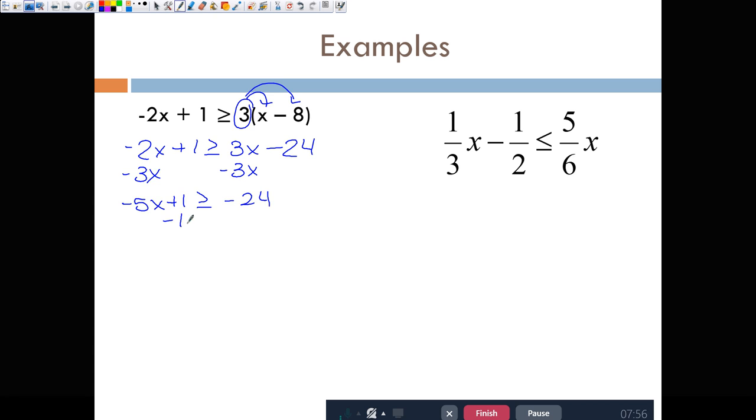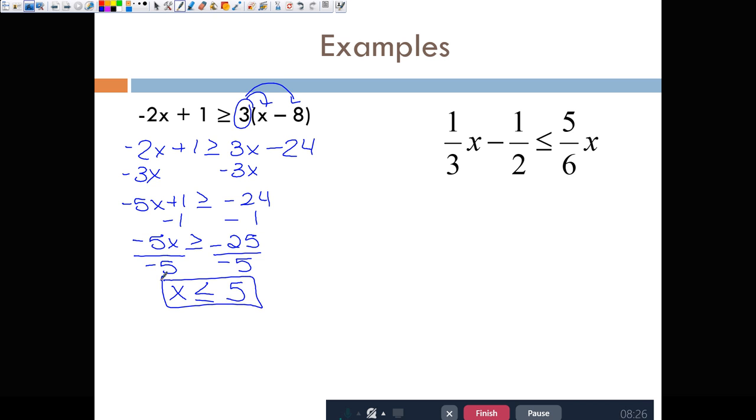I'm going to subtract 1 from both sides. I'll get negative 5x is greater than or equal to negative 25. Then I'm going to divide by negative 5. So I'm dividing by a negative number. So what do I need to do? Change the sign. Flip it, or reverse it. So I'm going to get x, and then I have negative 25 divided by 5, negative 5. Which is what? Positive 5. And then my arrow would be pointing to the left when graphing.